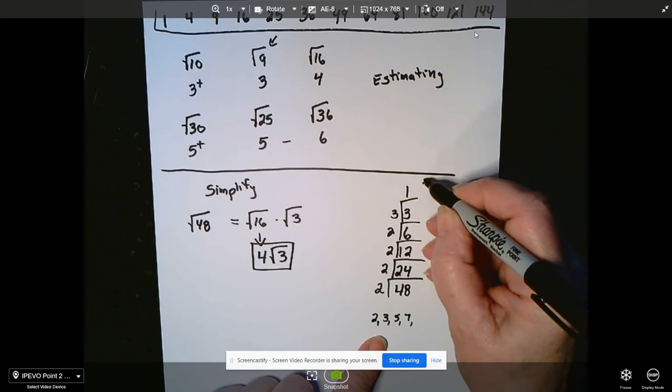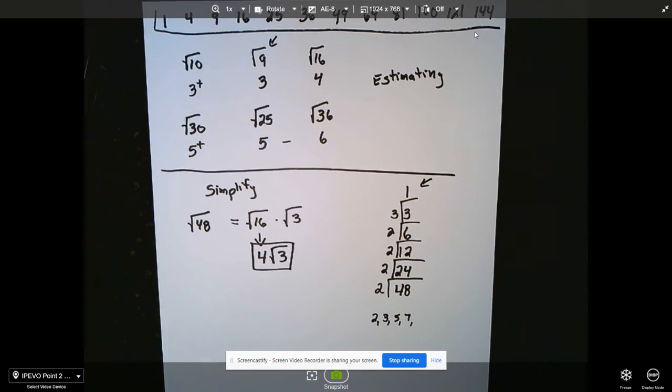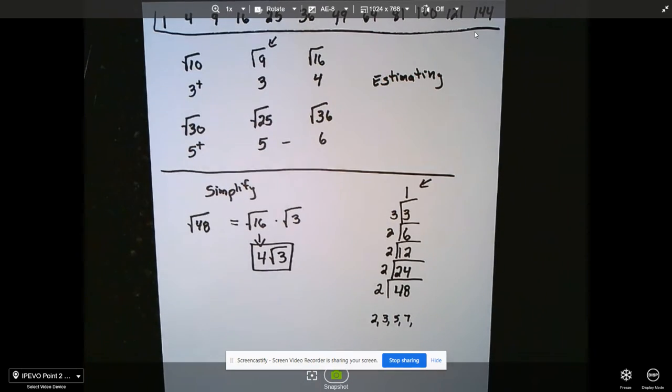You know you're done when you get the number 1 on top. And the reason they call it the birthday cake method is it kind of looks like a birthday cake with the candle at the top. So now, what does this tell you?